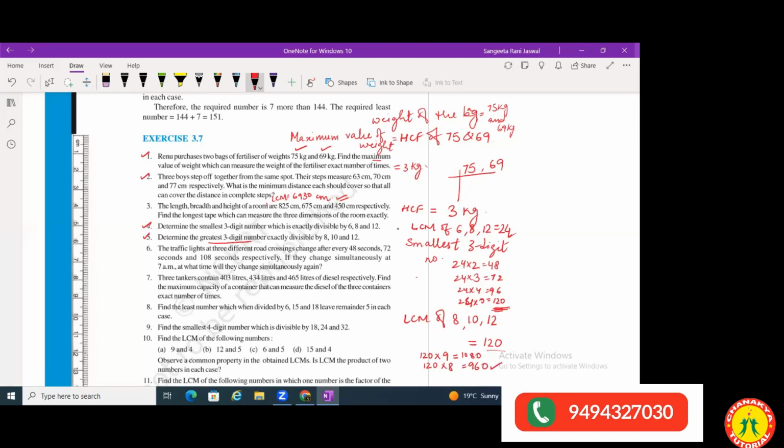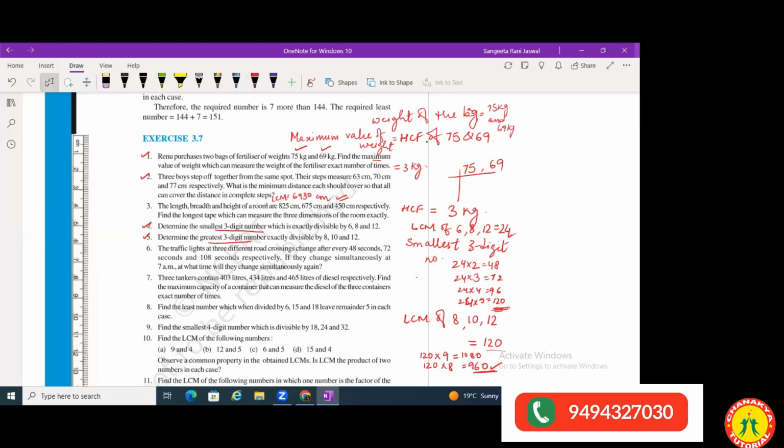Yes, ma'am. You got it? Advika, Soumya, did you understand? First we found the LCM of these. Then, like in the previous question where we had to find the smallest 3-digit number, in this case we had to find the greatest 3-digit number. This is the only difference. For smallest numbers, we tried smaller multiples. For greater numbers, we tried greater ones. Wherever we got the greatest 3-digit number, that's the answer. Did you understand? Yes, ma'am.